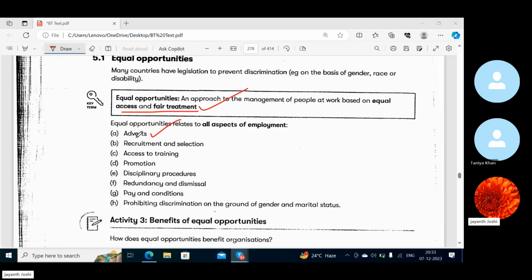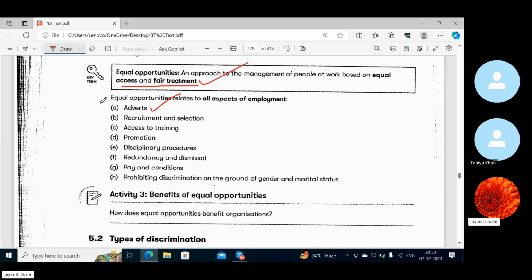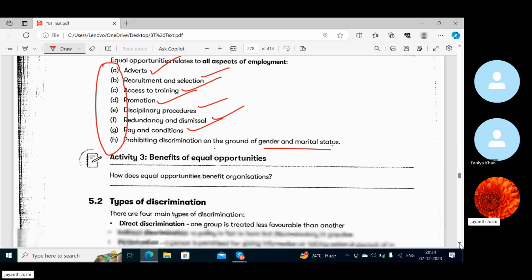So equal opportunities relates to all aspects of employment, adverts, recruitment and selection. In all these areas, equal opportunities should be given to everyone. Promotion, not any kind of discrimination in all these areas, for recruitment, for selection, for training, promotion, disciplinary procedures, redundancy and dismissal, pay and conditions, prohibiting discrimination on ground of gender and marital status.